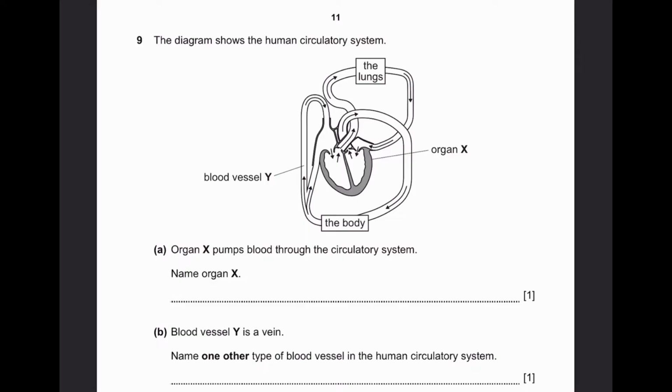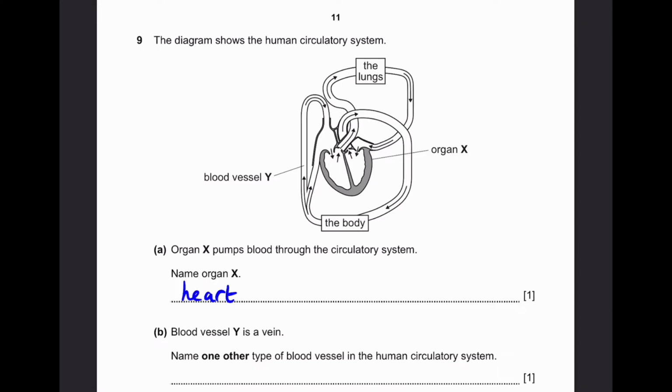Question 9. The diagram shows the human circulatory system. A. Organ X pumps blood through the circulatory system. Name organ X. Of course, it's the heart, right? The heart is the one that pumps blood all around the body.